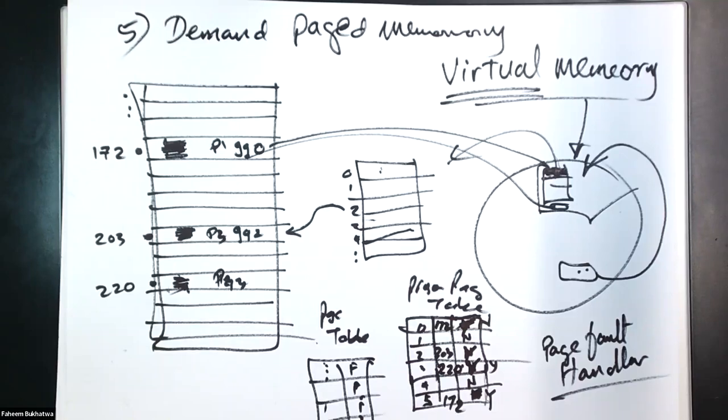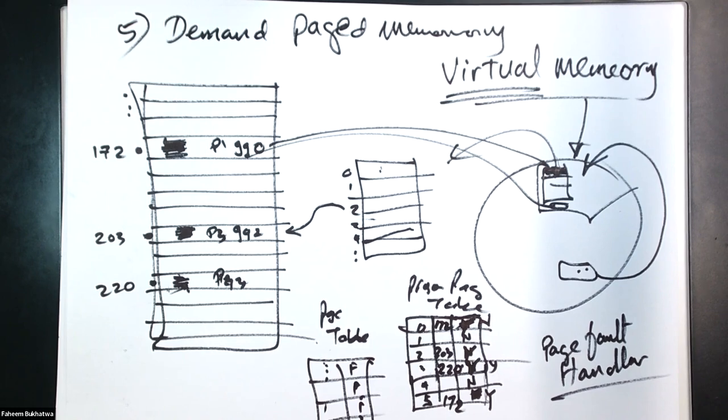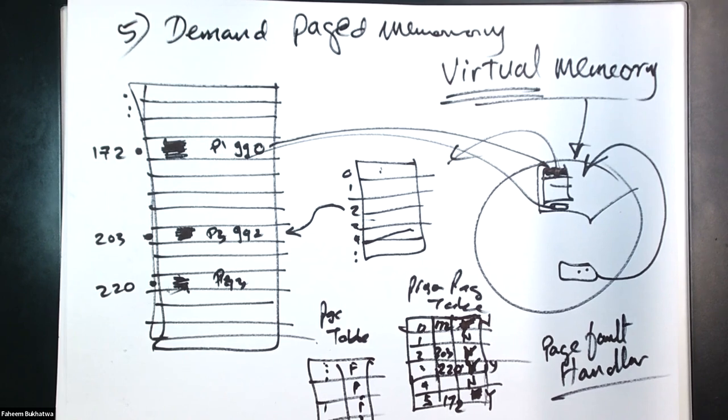Does anybody know the steps, the process of a page fault handler? What does the page fault handler do? What's the first thing it does? If we say to you, go bring us page number 7, what's the first thing you need to do? If you are the page fault handler, if page number 7 is not in memory, what do you do? You want to bring it into memory.